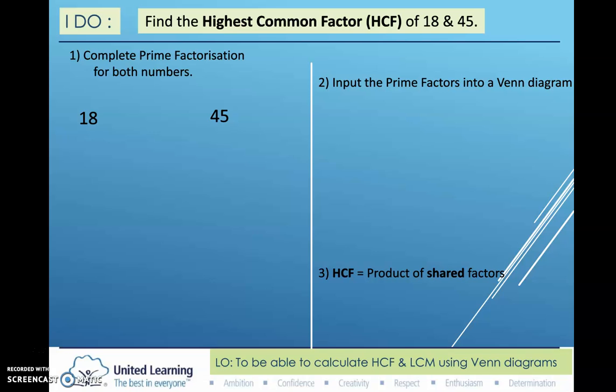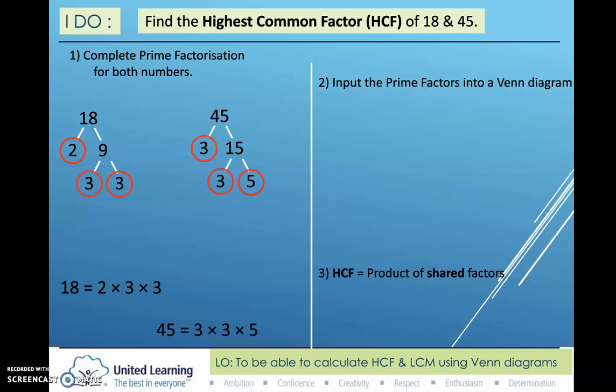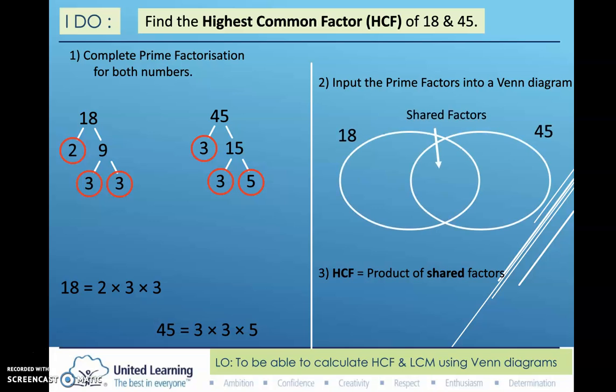So now we're looking for the highest common factor. Now before it was the lowest common multiple. Again, we break down our numbers into their prime factorisation. 18 is equal to 2 times 3 squared, and 45 is equal to 3 squared times 5. So we put them into our Venn diagram, remembering to cross off our factors so that we don't get mixed up.